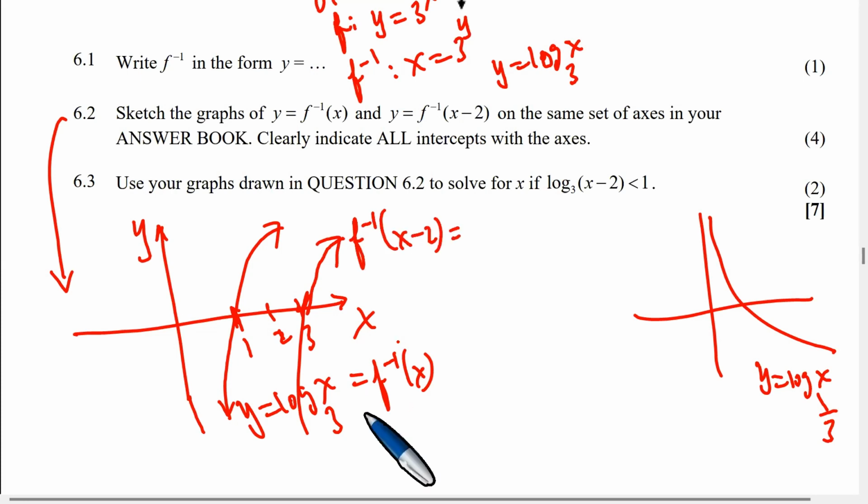Okay. F inverse is the log. So which means here you're going to have the log of x minus 2 base 3, like that. Because wherever there is x, you put x minus 2. So even here where it is x, you put x minus 2. So that's the answer. Use your graphs drawn in 6.2 to solve for x if the log is less than 1.